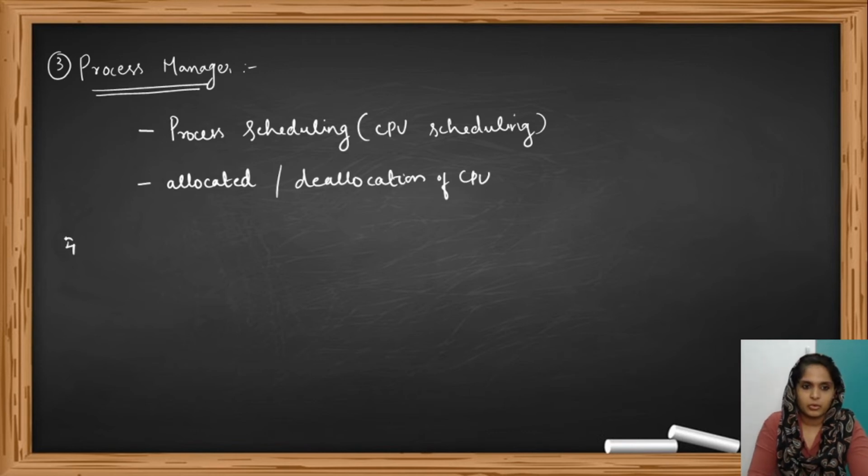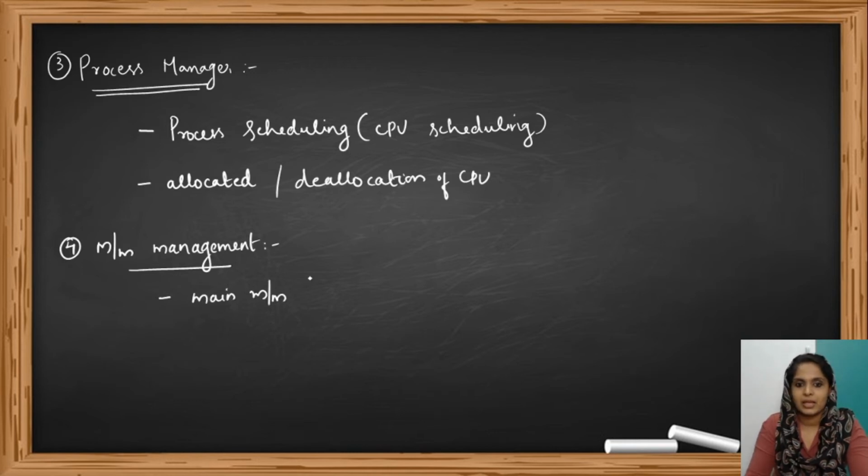Now comes our fourth functionality, that is memory management. When we talk about memory management, we are considering the main memory. The main memory is also known as the primary memory, and that means our RAM. RAM means random access memory. So in the case of memory management, we will be considering the main memory or the RAM. Whenever we use the term memory, it refers to RAM only.